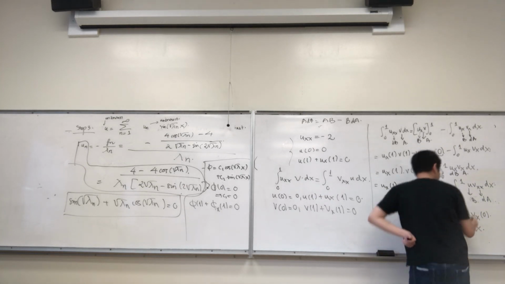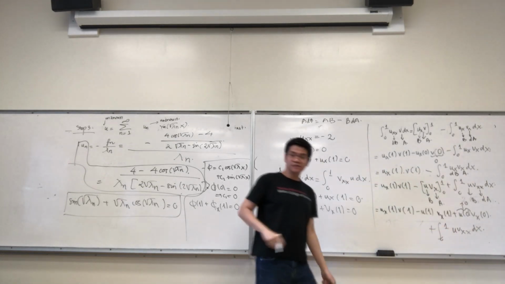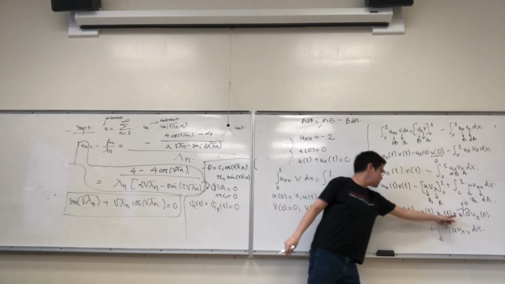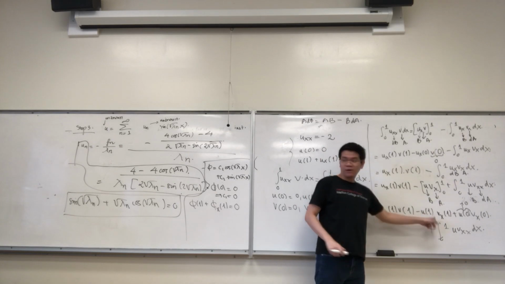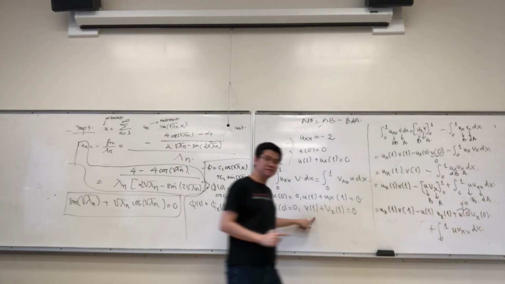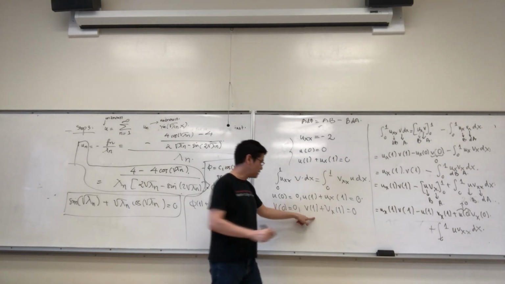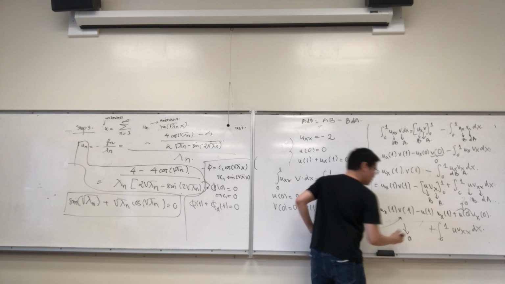Right? So this is 0. So after you compute, this becomes 0. So the leftover is this one. But with this one, this is also 0. So you just have to plug in this boundary condition, and you're going to see that this is 0. This gives you 0. Right?